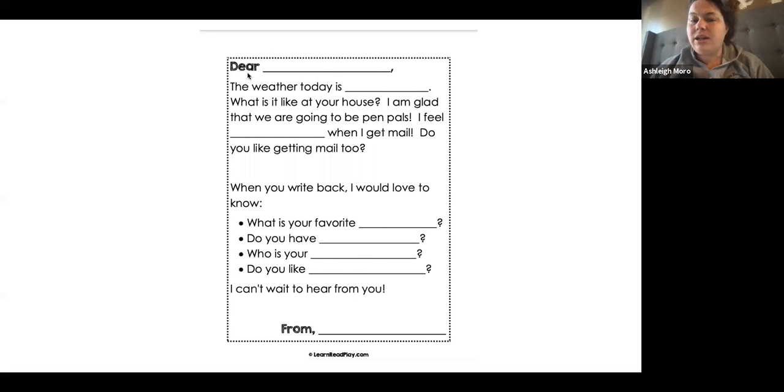It asks, dear blank, the weather today is blank. What is it like at your house? I'm glad that we are going to be pen pals. I feel blank when I get the mail. Do you like getting mail too? When you write back, I would love to know, what is your favorite blank? Do you have blank? Who is your blank? And do you like blank? I can't wait to hear from you, from whomever.